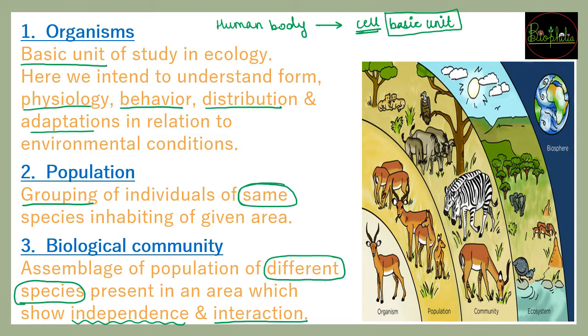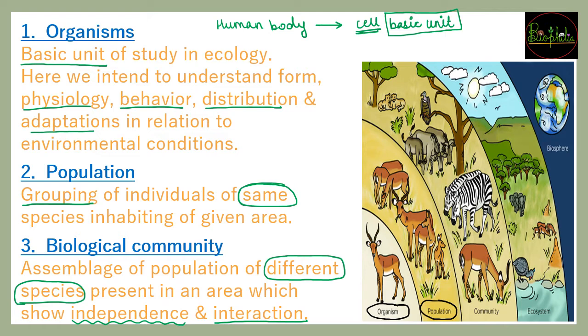So एक organism जब आप बोलोगे तो you consider one single deer or one single human being. So that is one organism. Population को क्या बोलोगे? Population means you can consider a family of deers, or you can consider your own family of your human beings, or you can consider एक society के अंदर बहुत सारे लोग जो रह रहे हैं, these are all human beings. So that is a population.